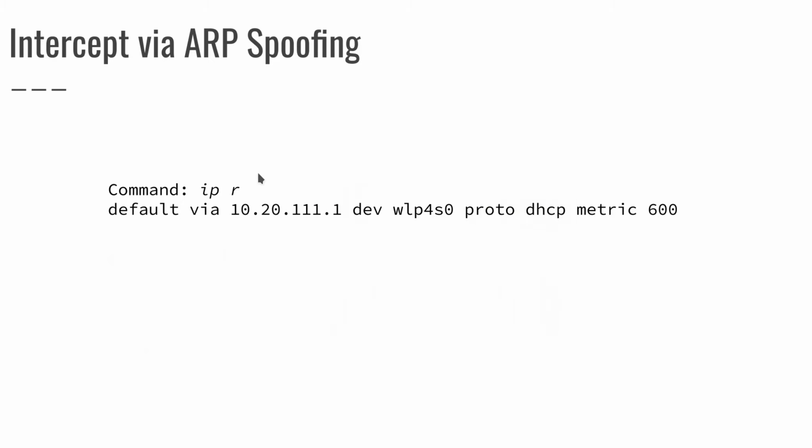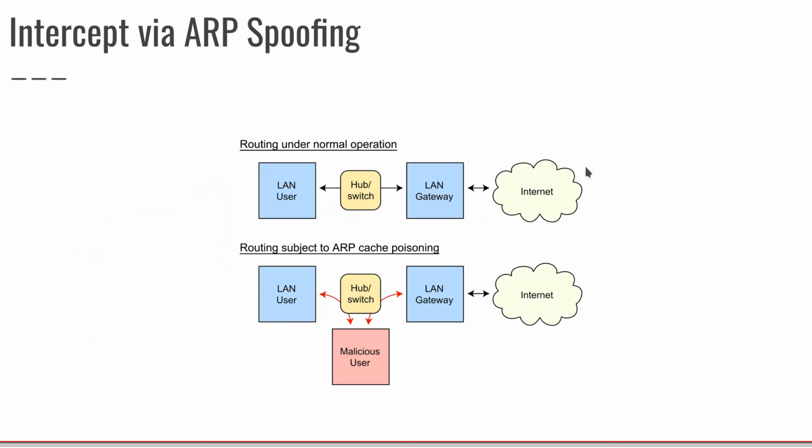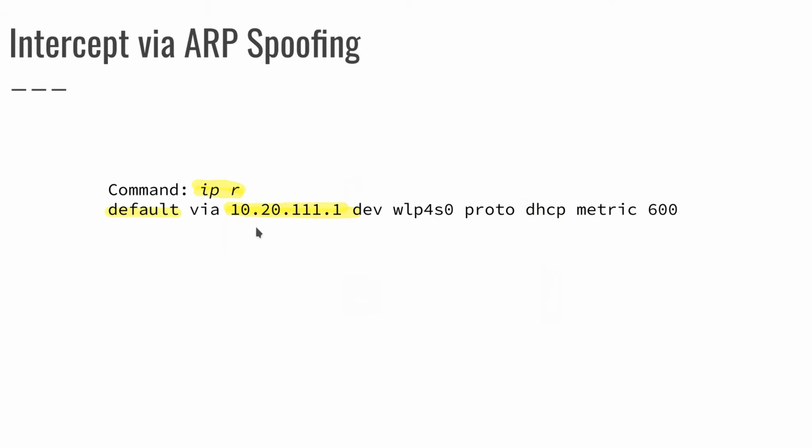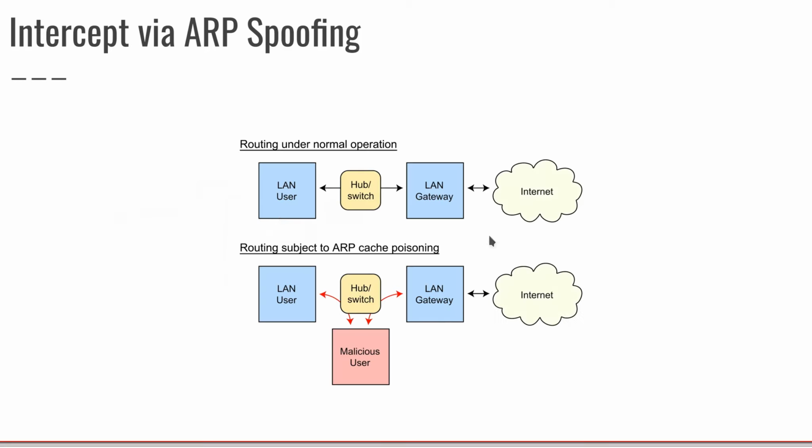So if on my computer I issue the command ip r, ip route, it shows me all routes I have set, and the first one is the route default via a specific IPv4 address. So every time my computer wants to connect to the internet, for example, to talk to a website, it forwards the packets to this IP address, which is my local gateway that is connected to the internet somehow.